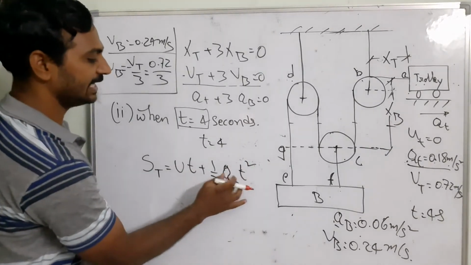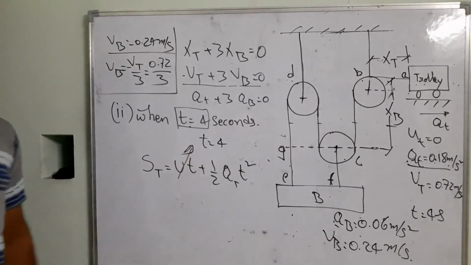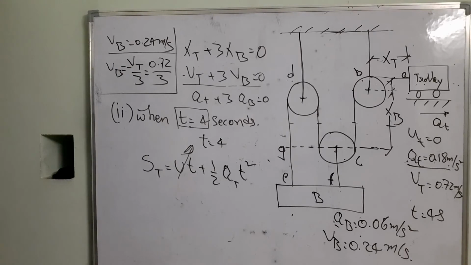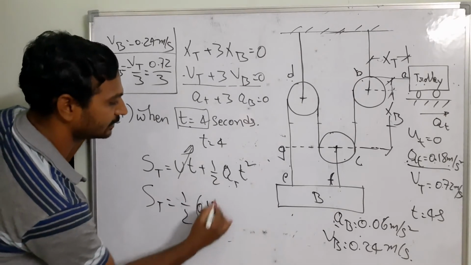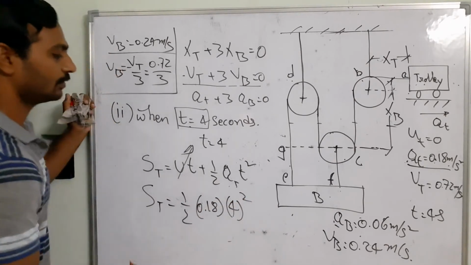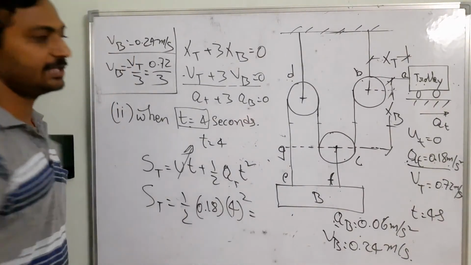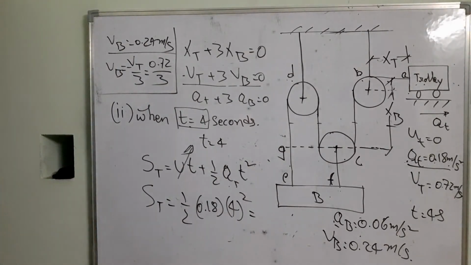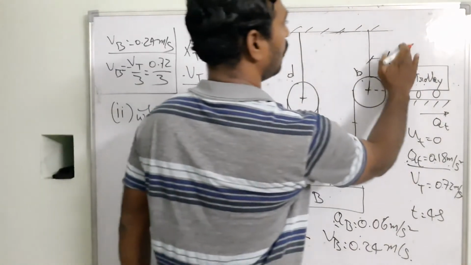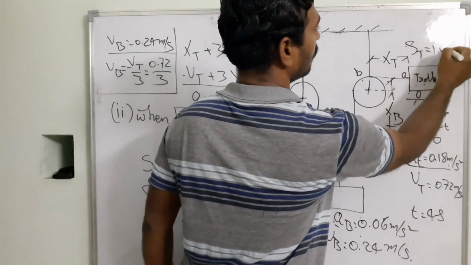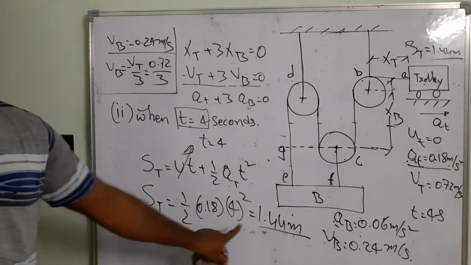The small t represents the time and the capital T represents the trolley. From this one, this parameter is going to be 0. Once it is 0, then s_t = 1/2 × 0.18 × 4 squared. If you simplify, what is the value of s_t? That s_t is going to be 1.44 meters. I got it. That means the trolley has traveled a distance of 1.44 meters. So s_t = 1.44 meters.